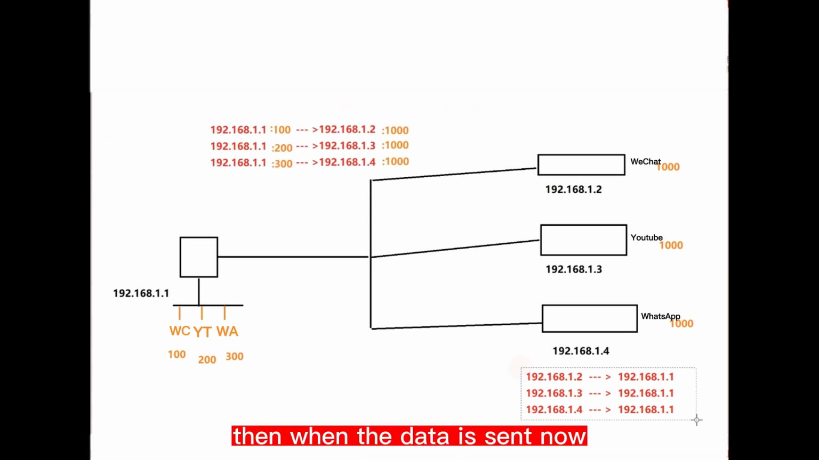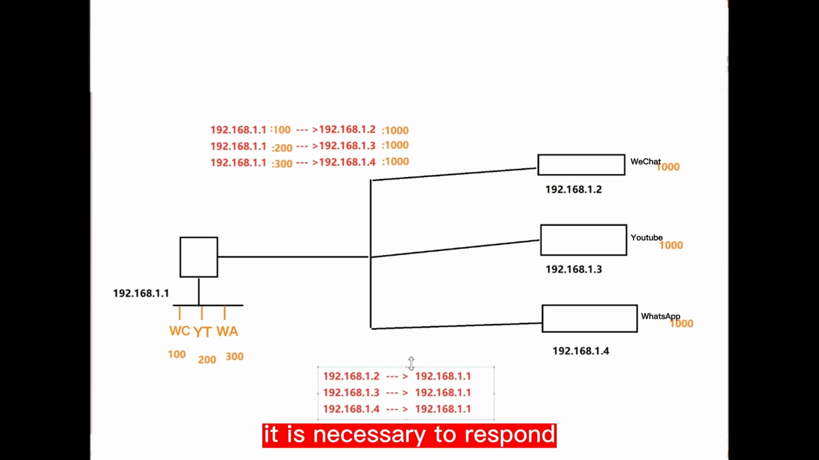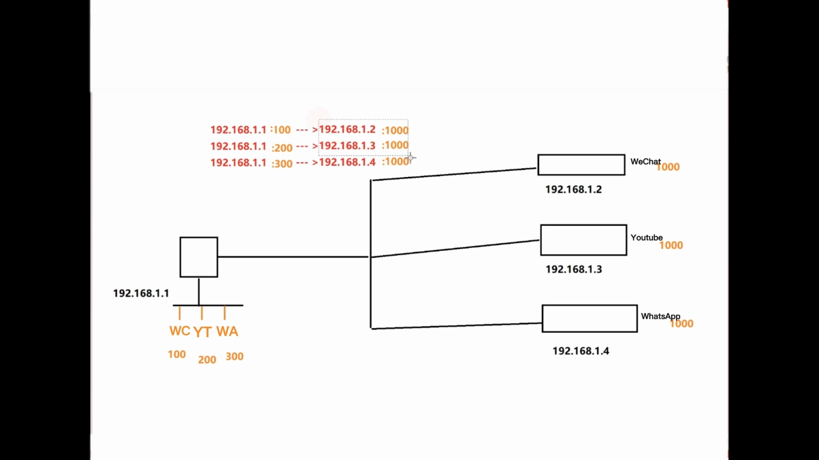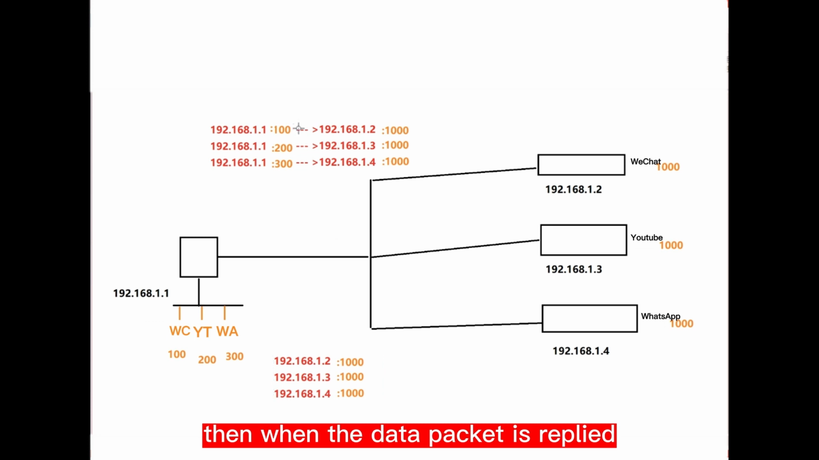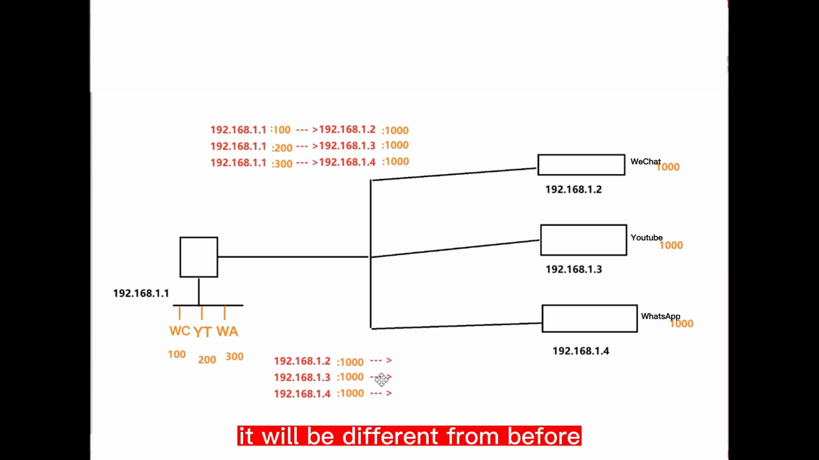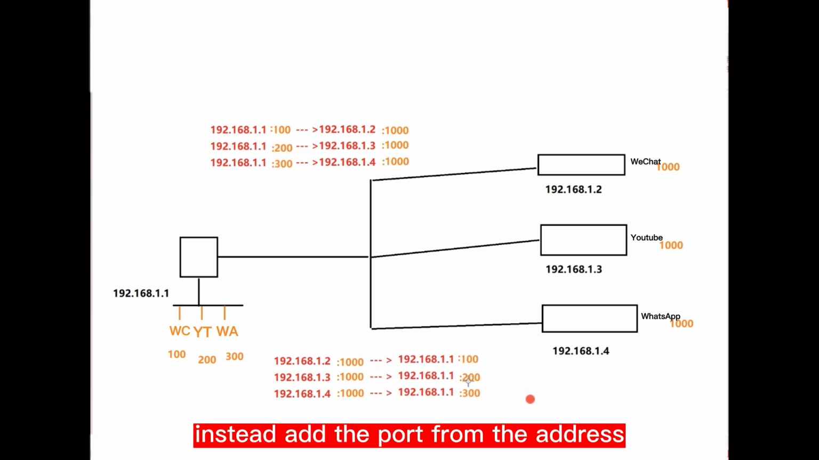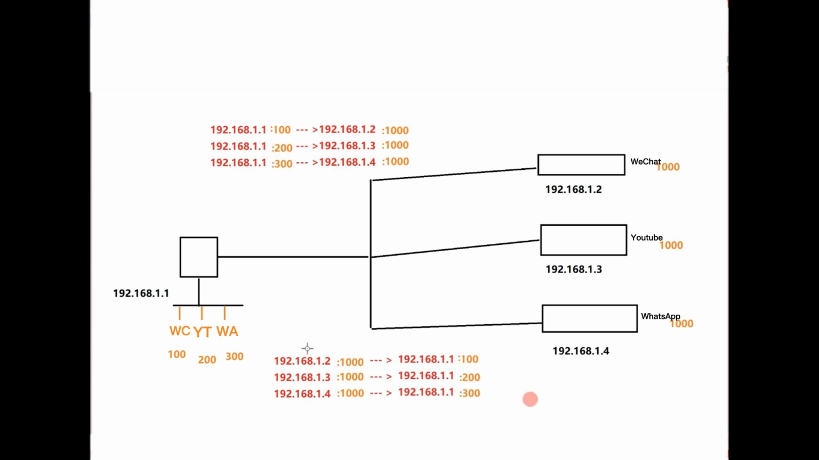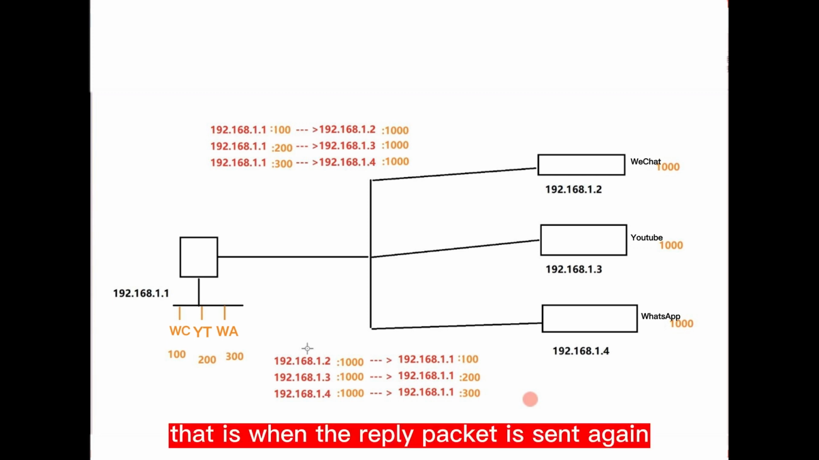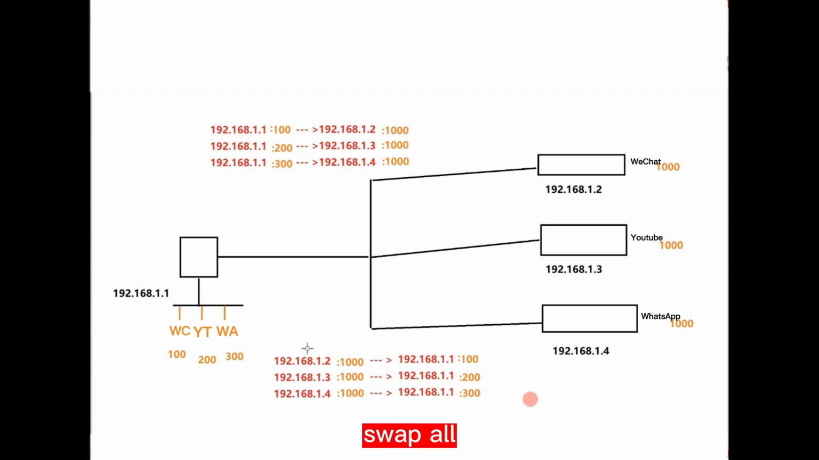Then when the data is sent, it is necessary to respond to the corresponding data packet. When the data packet is replied, it will be different from before. It's not just address to address, but instead we add the port to the address and reply together. That is, when the reply packet is sent, we take the source IP and destination IP, plus source port and destination port, and swap them all.